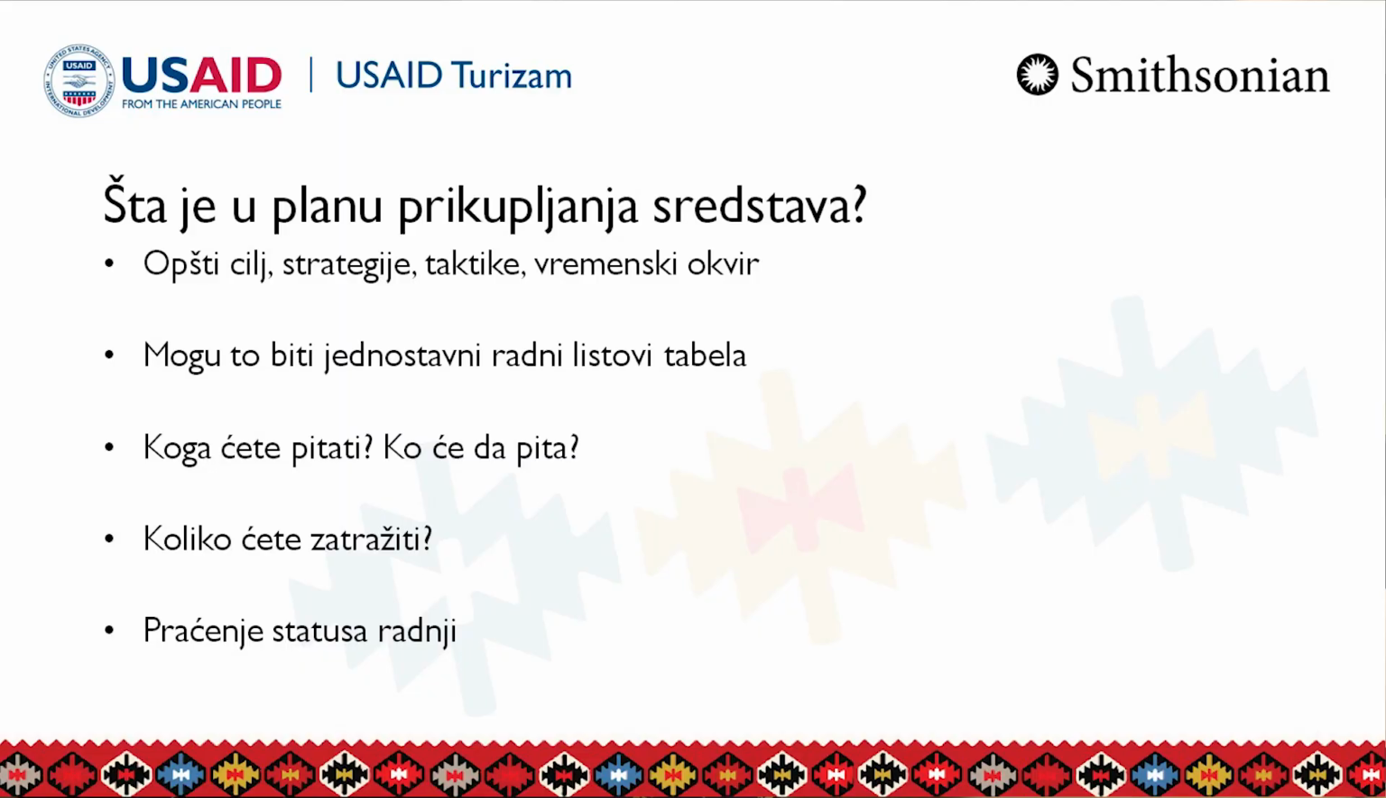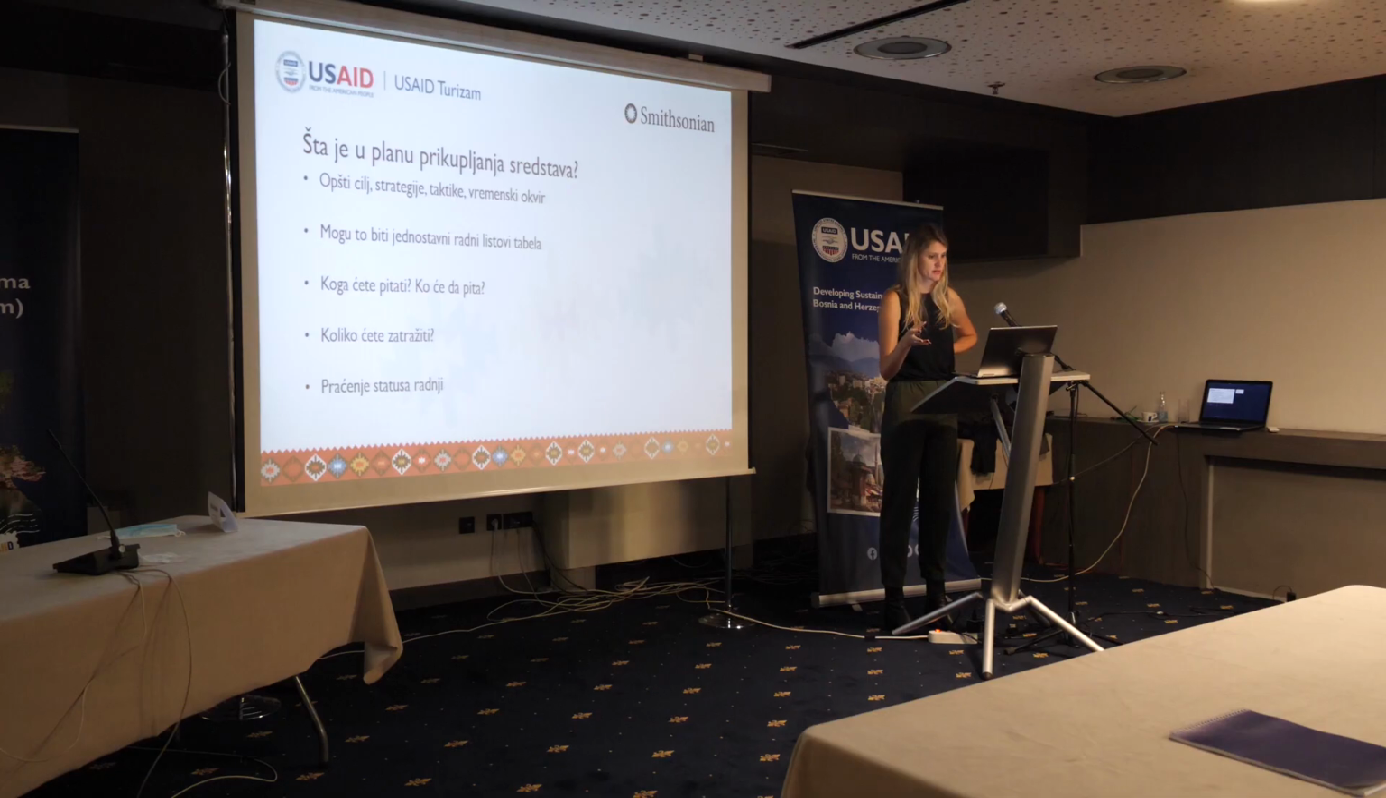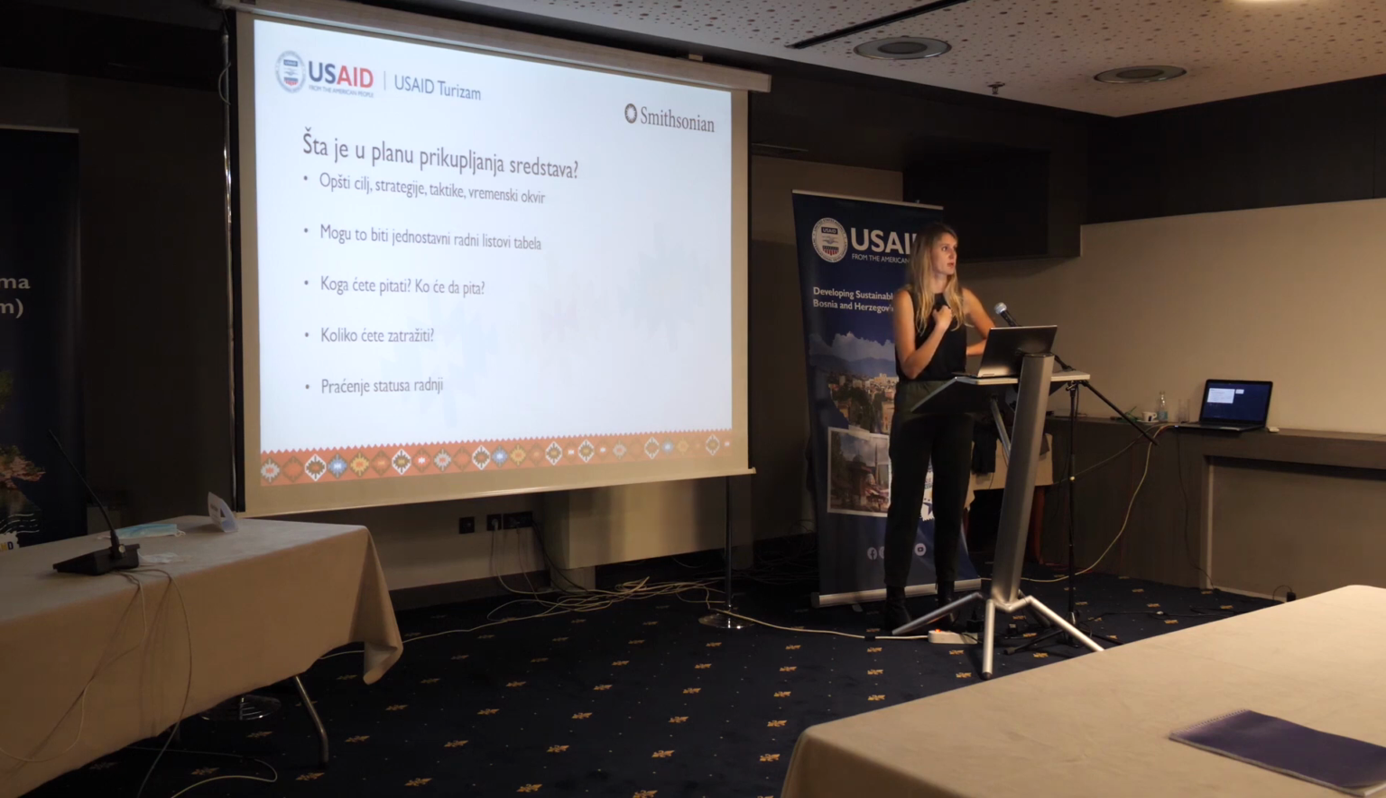You want goals, strategies, tactics, and a timeline. They can just be a simple spreadsheet. Don't overthink it. You just want to put in who you're going to ask, who's doing the asking, how much you're going to ask for, and then track a status of your actions. There's a template that's in your toolkit that you can use for this, as well as examples. I have one filled out from when I did fundraising for the Folklife Festival.